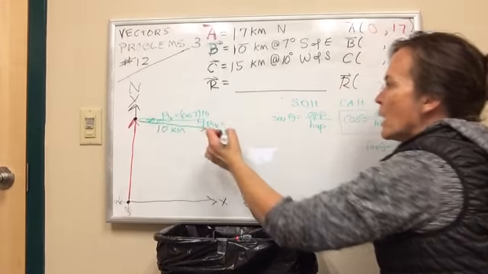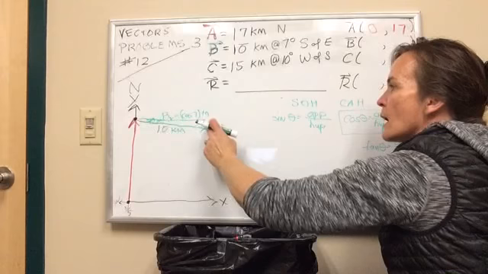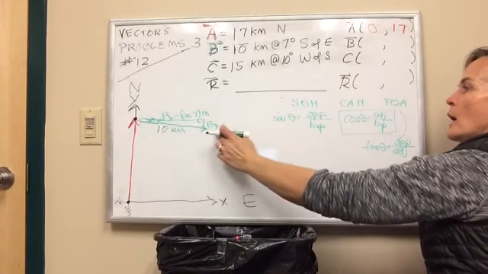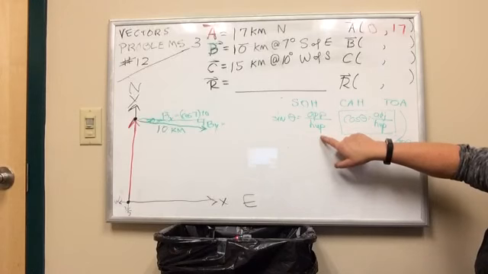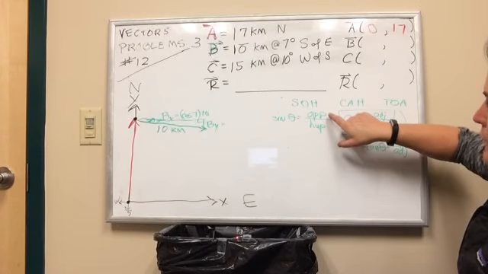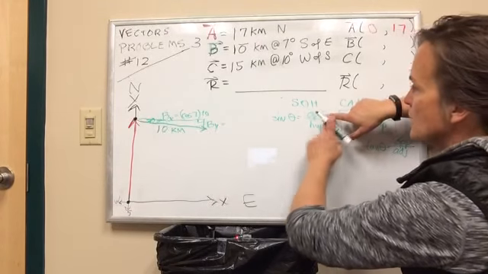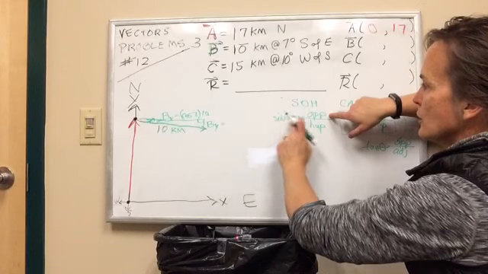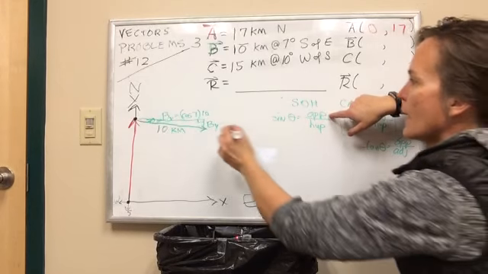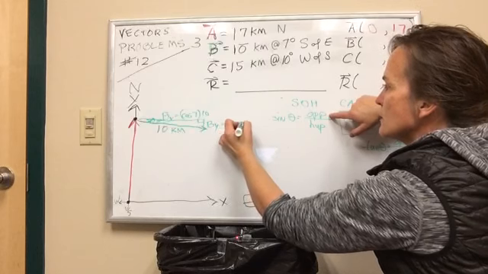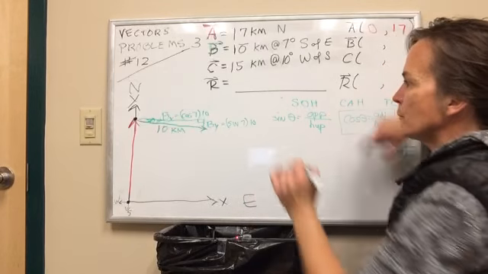B sub y is the opposite side of this angle. For b sub y, we're going to use the SOH, the sine formula, and solve it for the opposite side. The opposite side is the unknown side. If we took the sine of the angle times the hypotenuse, we'd get the opposite side. So let's take the sine of 7 times 10.